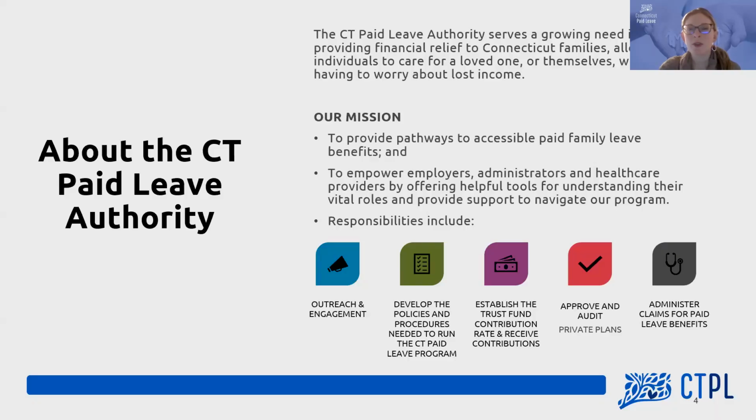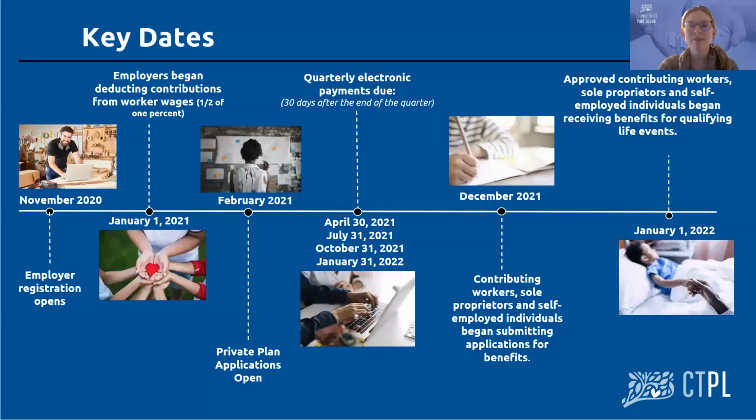So just a quick overview, the Connecticut Paid Leave Authority is the entity that oversees the program. We are a quasi-public agency. And we have 5 key responsibilities, which include outreach and engagement, developing the policies and procedures needed to run the program, establishing the trust fund contribution rate and receiving the contributions, auditing and approving private plans for folks who would like to have their own plan as opposed to participating in the public plan, and administering claims for benefits.